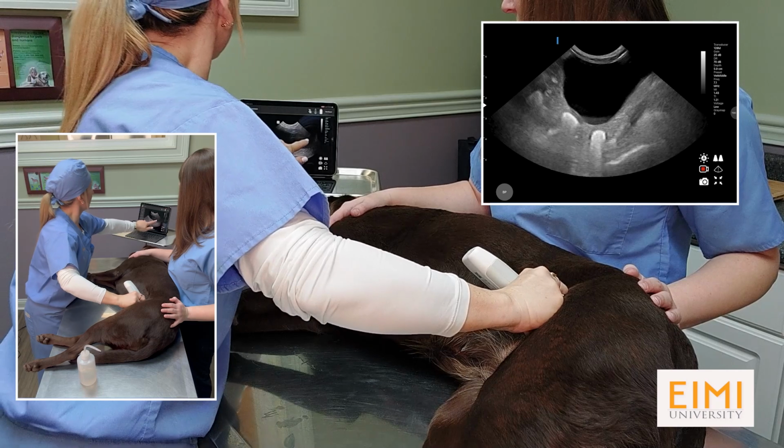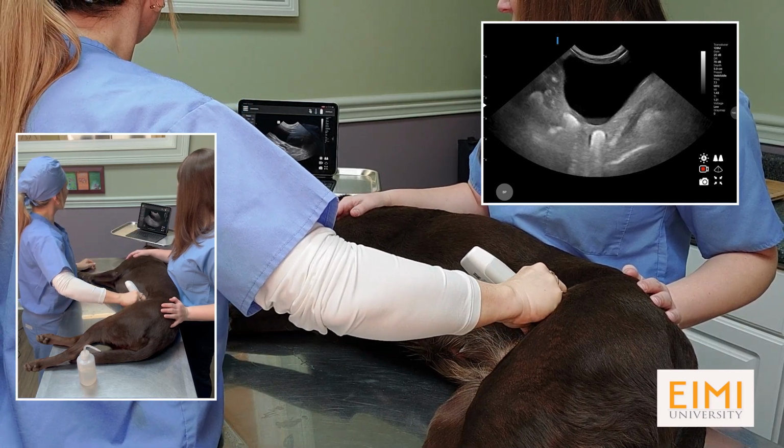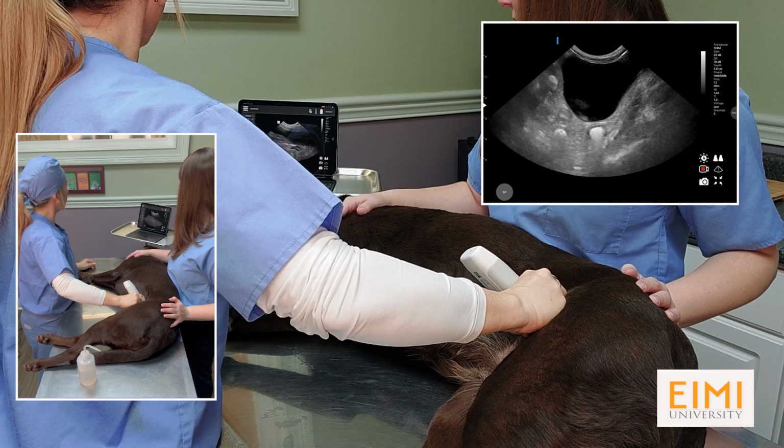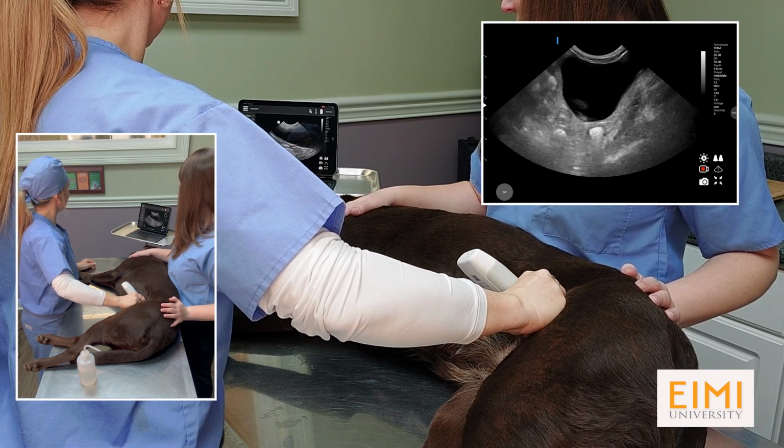Fan the probe up and down until the bladder disappears in both directions to ensure that you've seen it all. If necessary, rock the probe cranial to caudal as well to visualize the apex all the way back to the trigone.